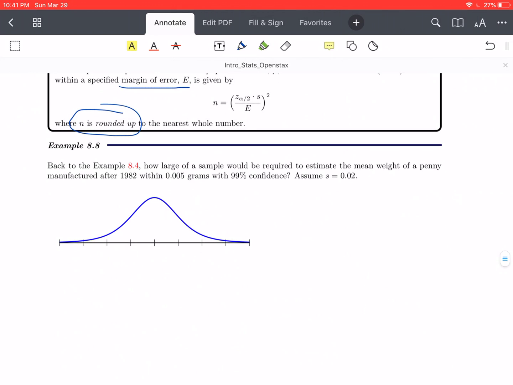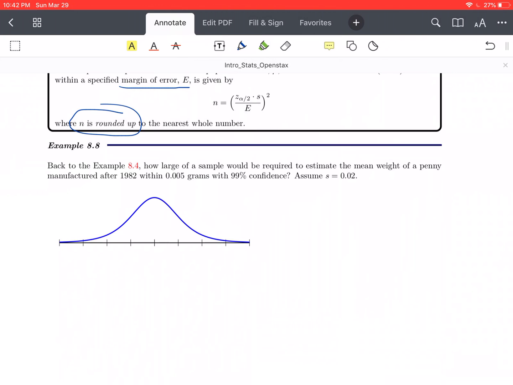So let's look at this example. So again, to the pennies. How large of a sample would be required to estimate the mean weight of a penny manufactured within 0.005 grams with 99% confidence? And assume s equals 0.02. So they're rounding our standard deviation for us.